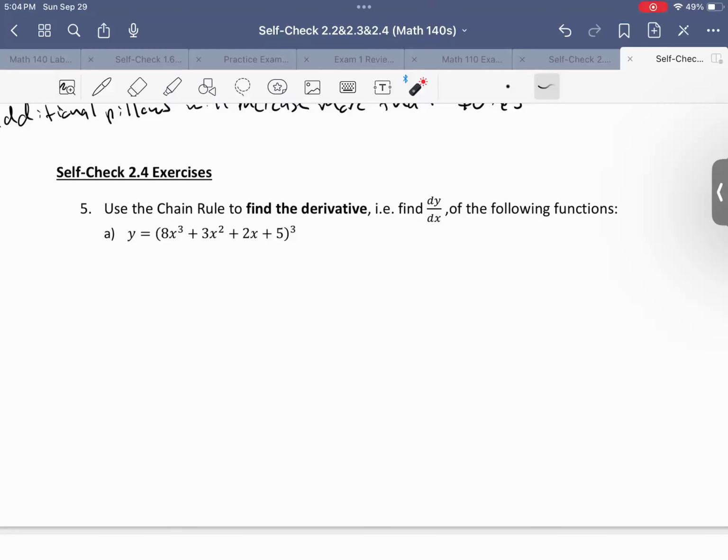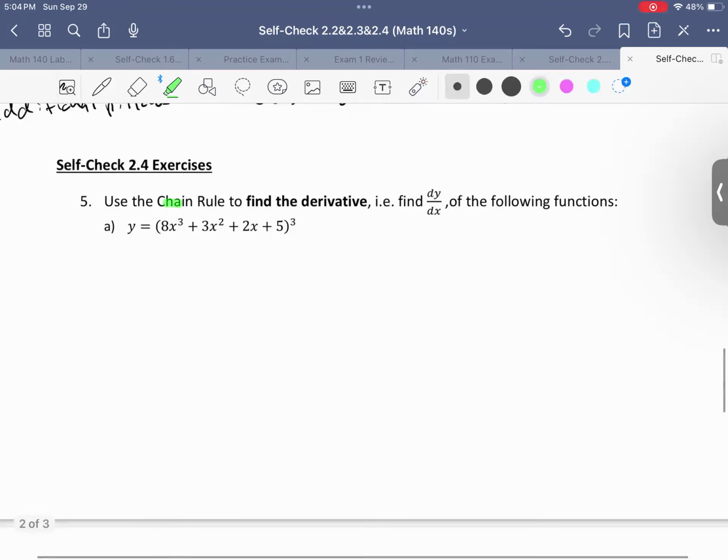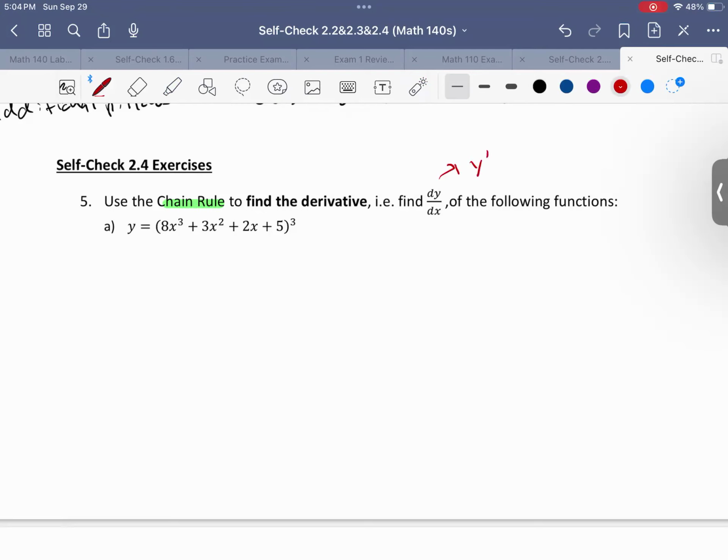Hi, everybody. Welcome to Self Check 2.4 exercises where we were discussing the chain rule. So we want to use the chain rule to find the derivative of these functions, right? So it says dy over dx, but that really just means y prime. It all means the same thing. But let's go ahead and find that.